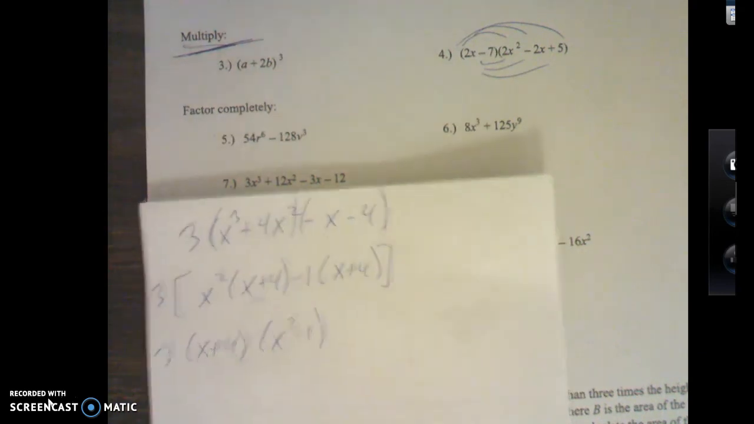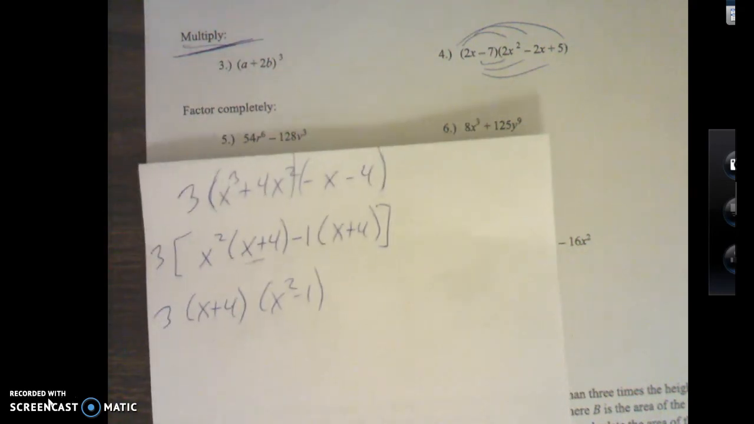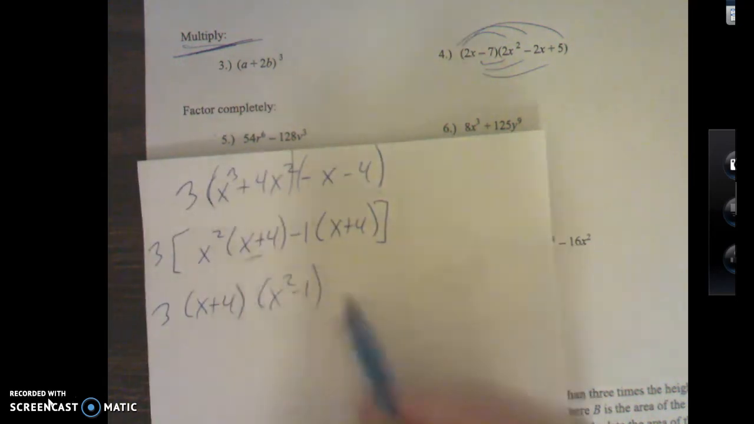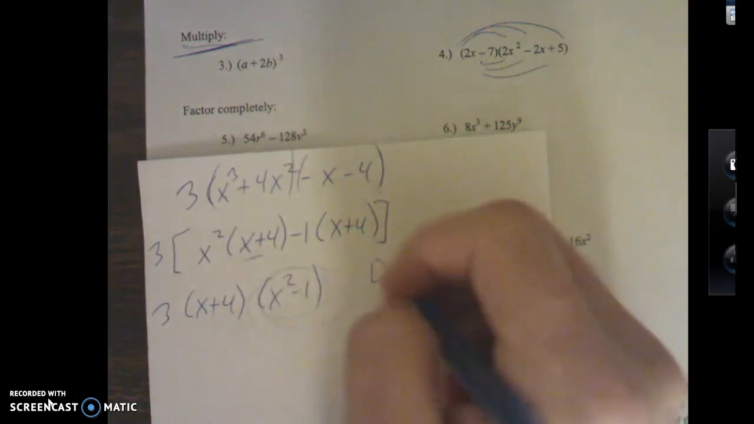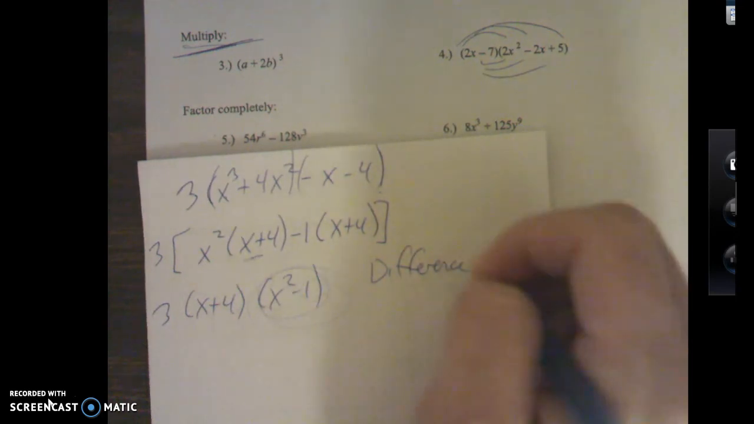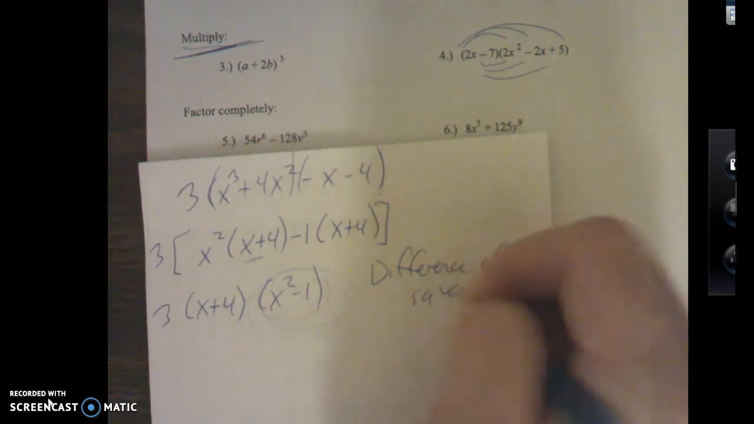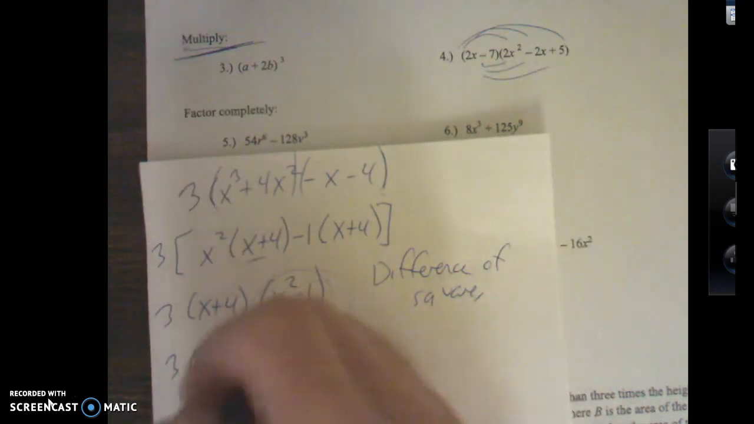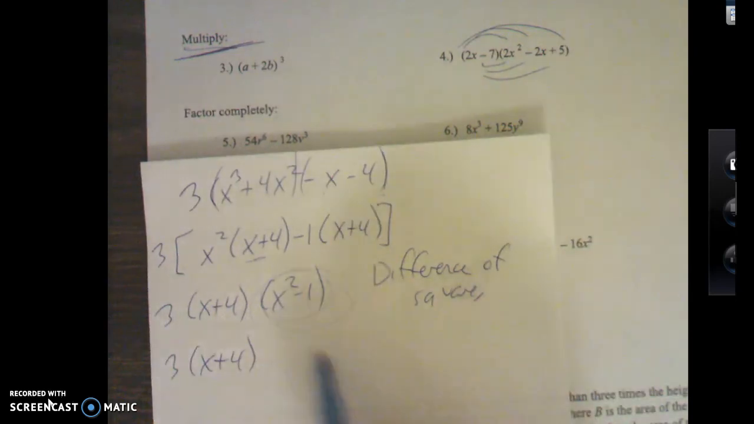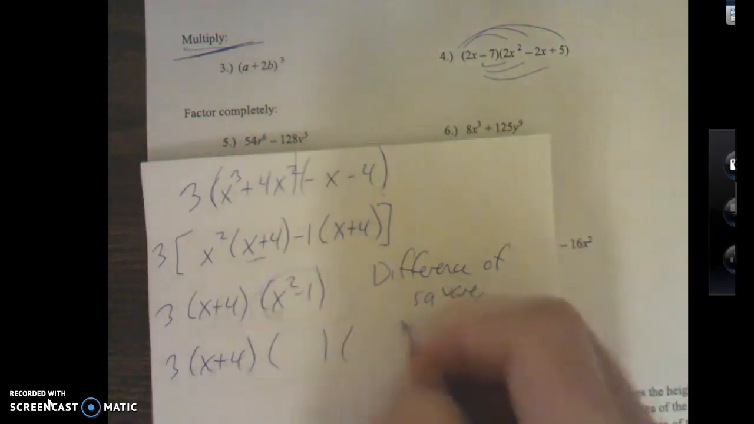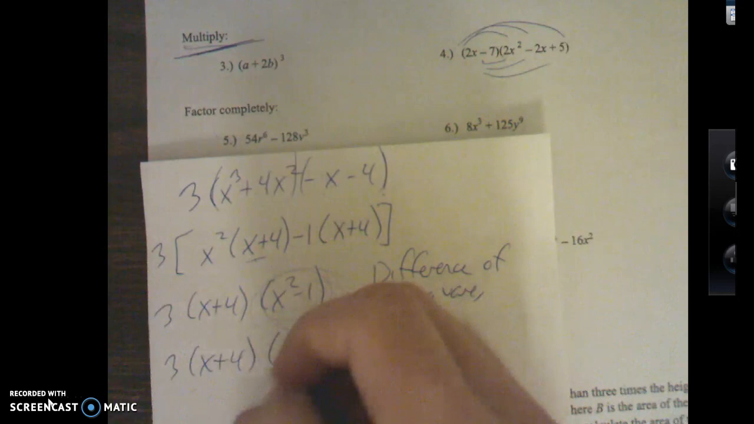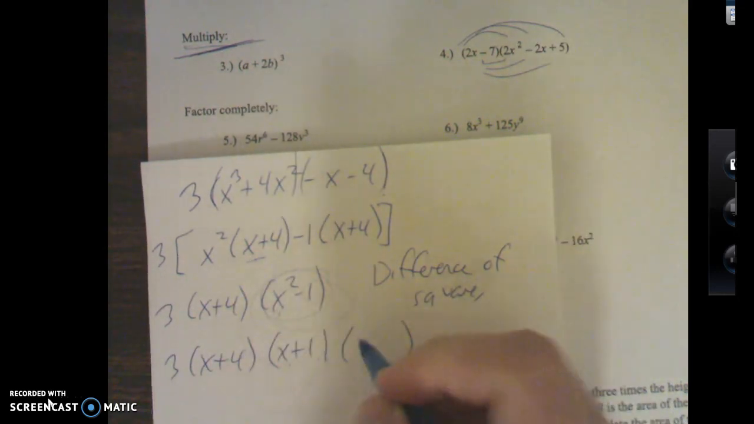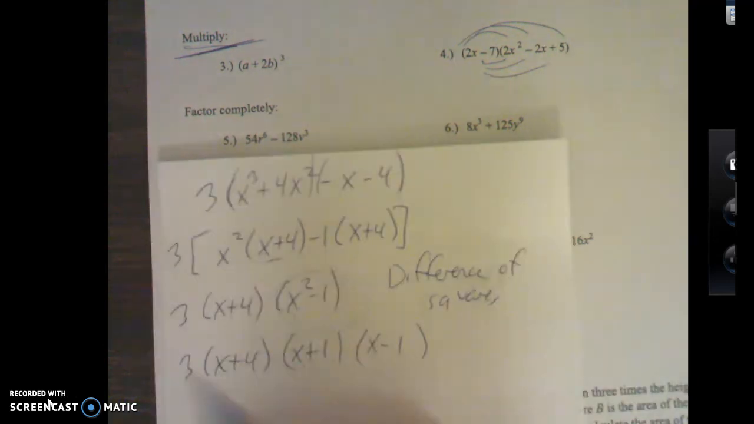Alright. This is a tricky problem, but it's a fair problem. Okay? You were so close to being done, but this is something really special. Okay? This is called a difference of squares. Alright? And I know that because there's a minus sign, and they're both perfect squares. So, that's 3 parentheses x plus 4. I can break that down to 2 parentheses, 2 binomials, x plus 1, the square root of x squared is x, the square root of 1 is 1, and then the other one is x minus 1.